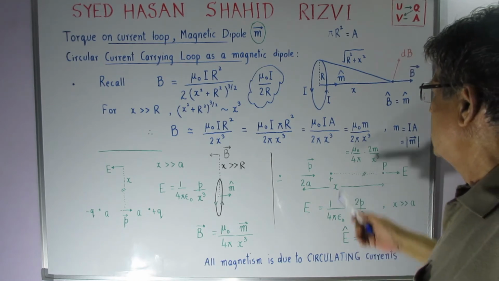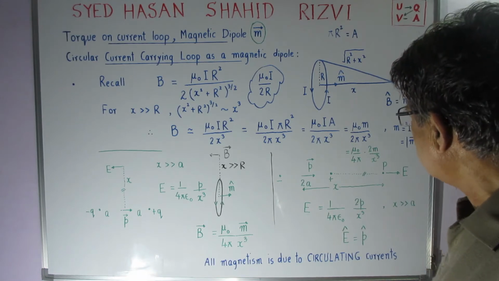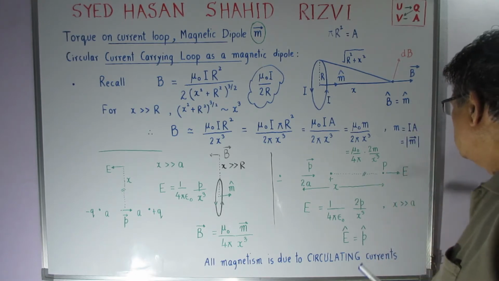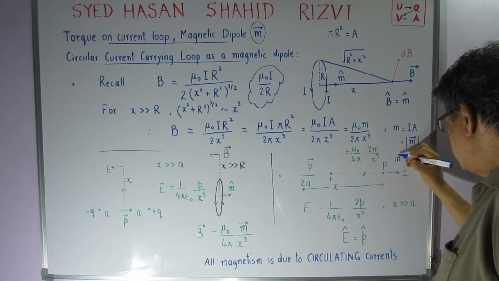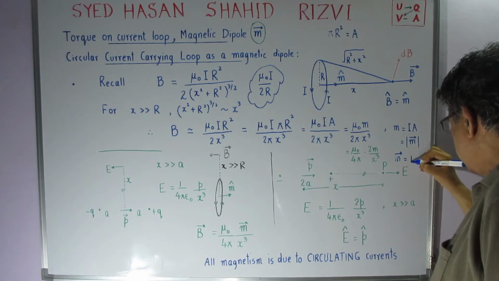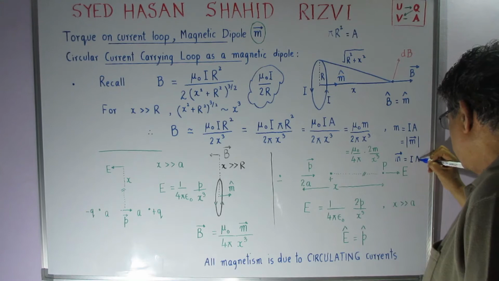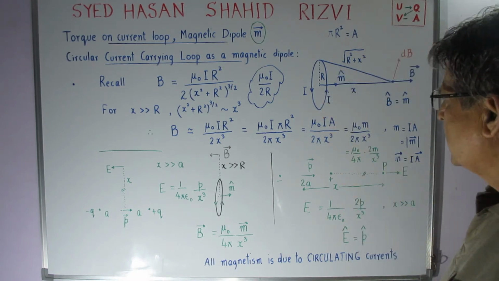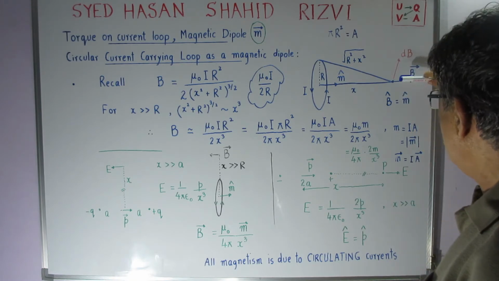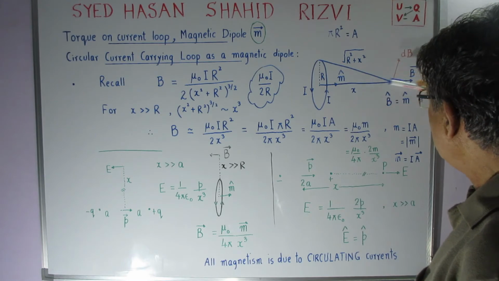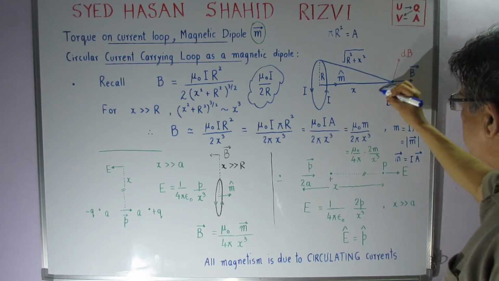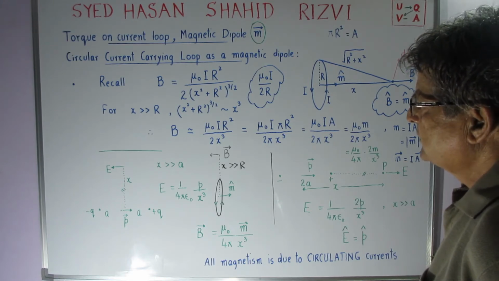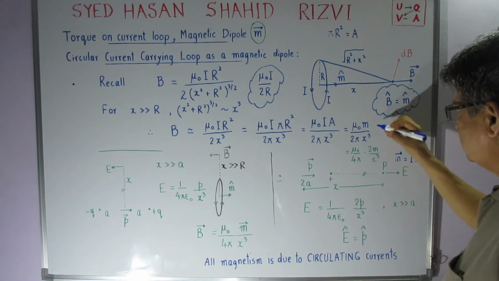Now IA, as you know, if A is taken as a vector, I say that IA is equal to M, the magnitude of the vector M, and I can write that M is equal to I A. So the direction of M, which is the magnetic dipole moment, and the direction of A are the same. I've just shown the direction of magnetic dipole moment, and I have also this. So both are in the same direction, and therefore I can say that B cap is equal to M cap. The cap vector we always take as a unit vector. Okay. So this is what we obtain.